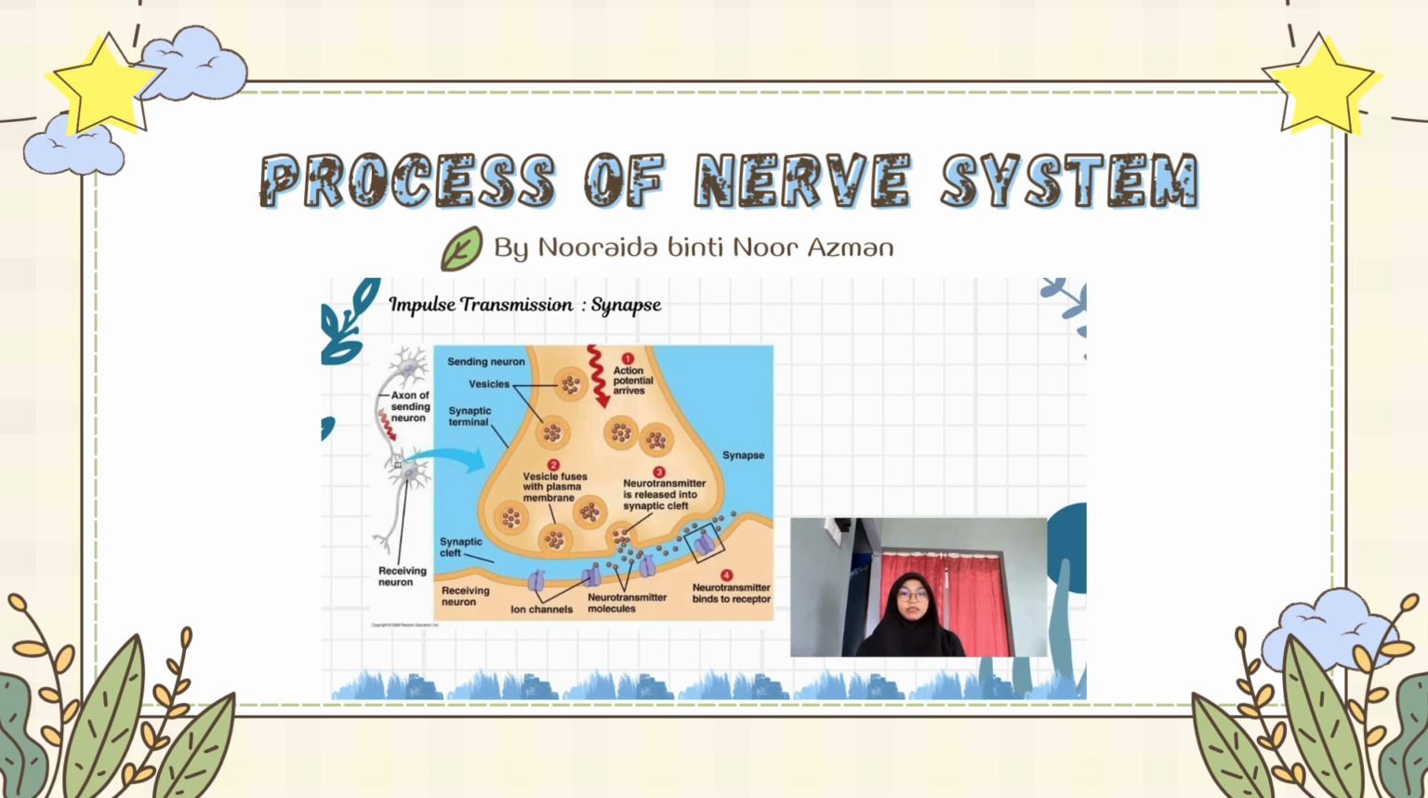The picture above shows how impulse transmission works. First, the action potential arrives at the synaptic knob, which opens the channels for calcium ions. The influx of calcium ions causes the synaptic vesicles containing neurotransmitter to move and fuse to the presynaptic membrane. This causes the synaptic vesicles to release neurotransmitter into the synaptic cleft by exocytosis.